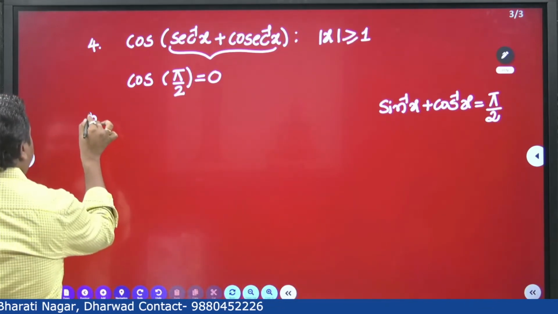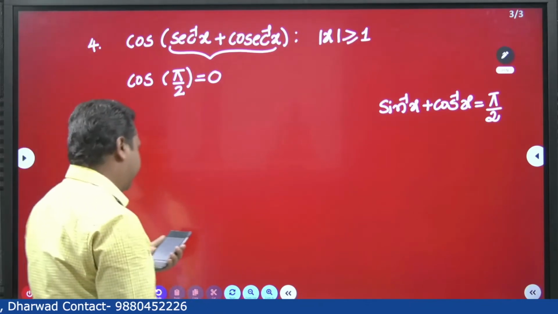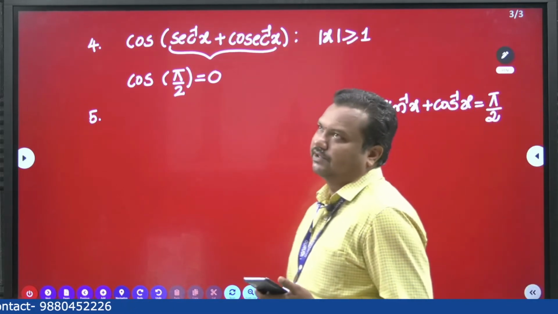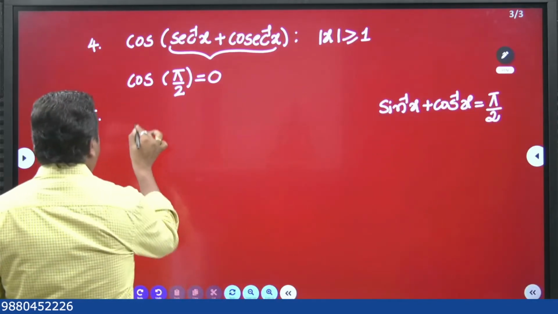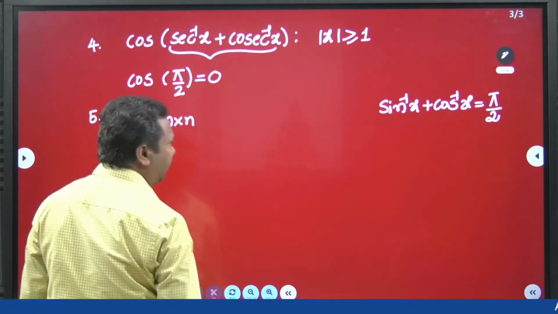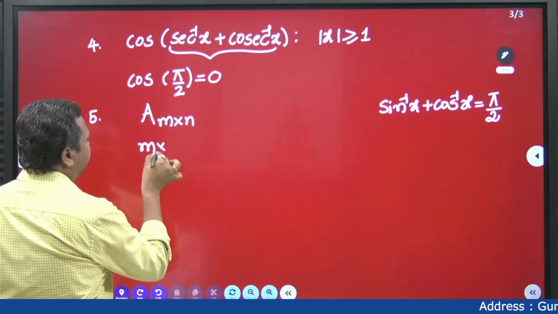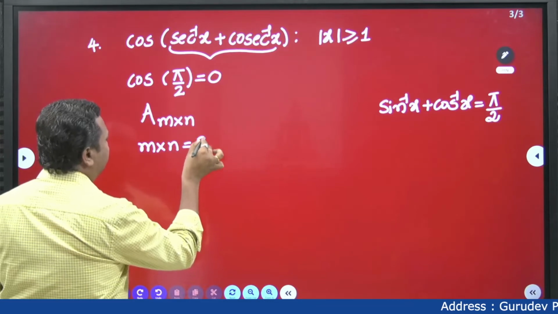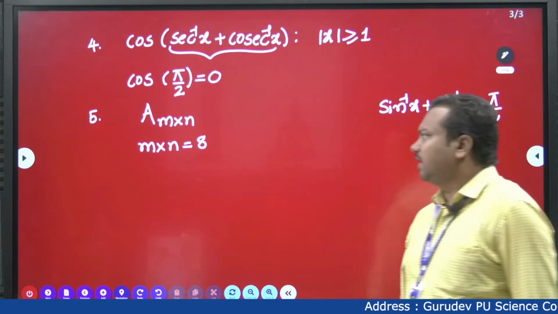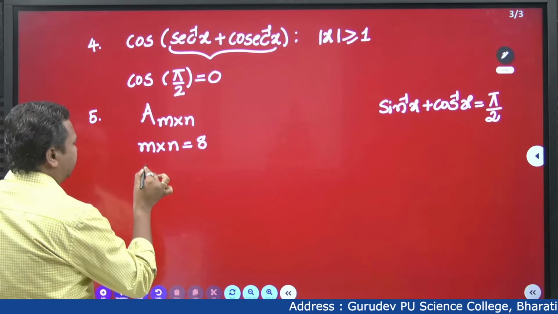Let us go for the next question. If a matrix has 8 elements, what are the possible orders it can have? The question is on matrices. There is a matrix, say of order m cross n, and now he is telling us this matrix has 8 elements. 8 elements means m cross n is equal to 8. So what will be the possible orders it can have? I think we are interested in the factors of 8.